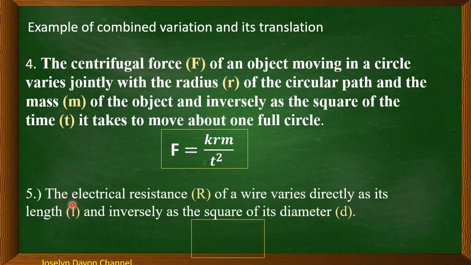Next, the electrical resistance R of a wire varies directly as its length and inversely as the square of its diameter. So R on the left side of the equation is equal to, varies directly with length, kL, and inversely, so in our denominator d square, because we have here the square of its diameter.